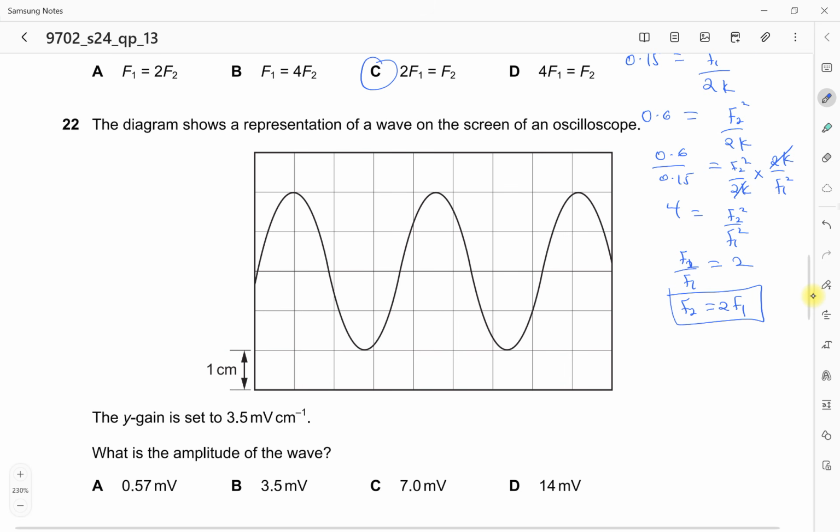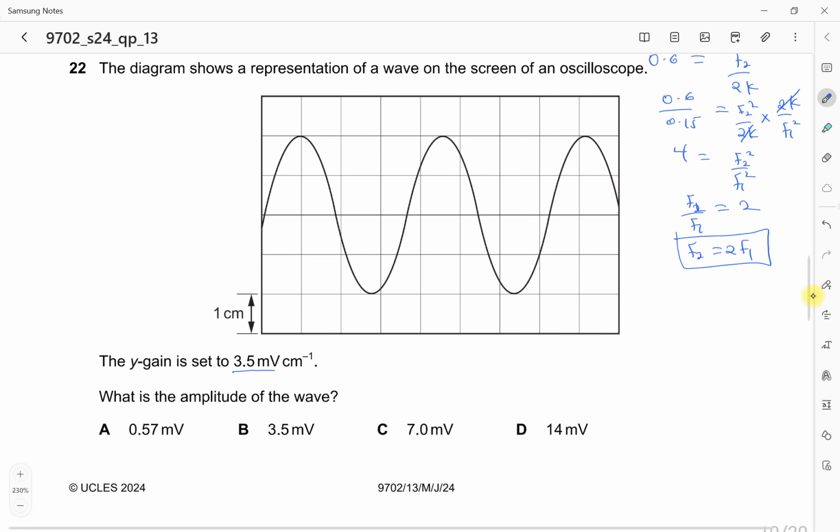The diagram shows a representation of a wave on the screen of an oscilloscope. The Y gain is set to 3.5 millivolts per centimeter. What is the amplitude of the wave?